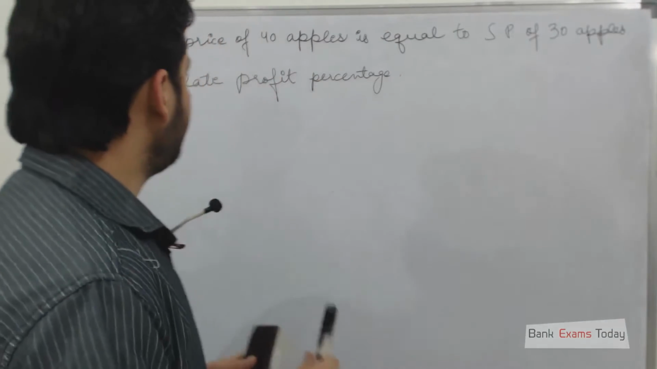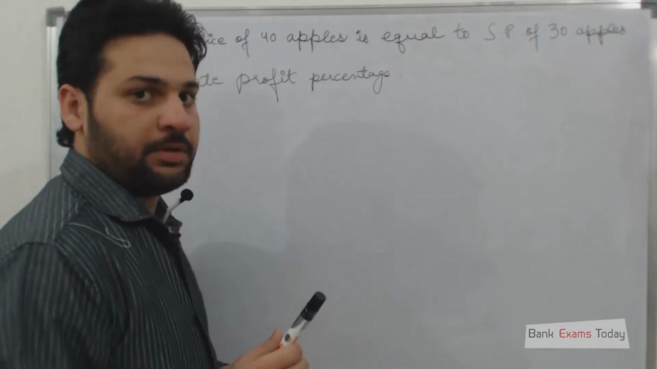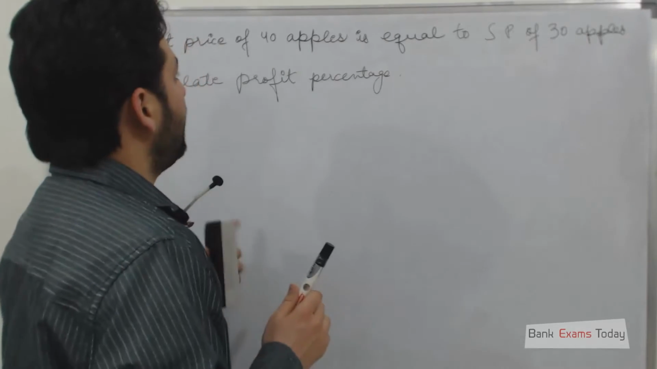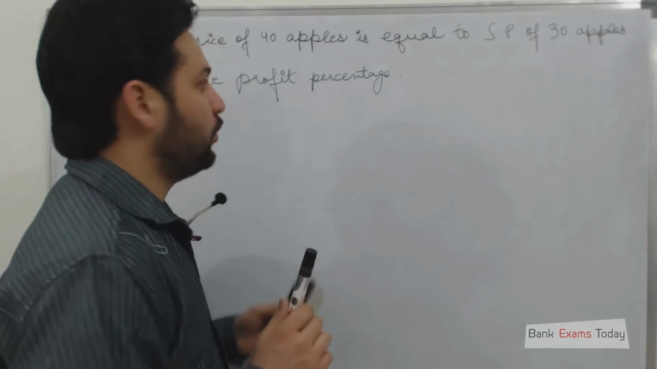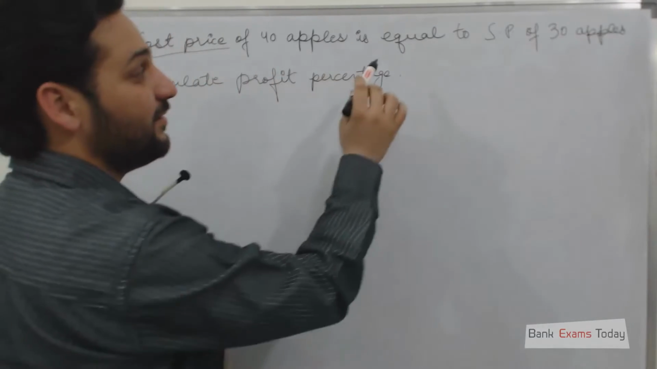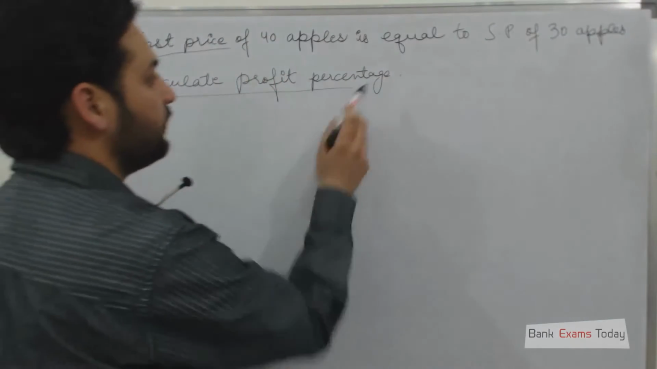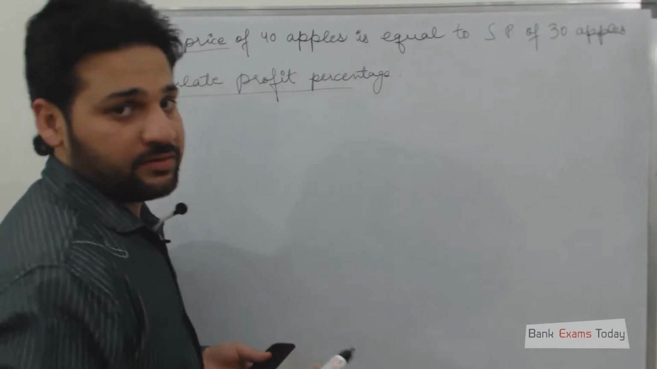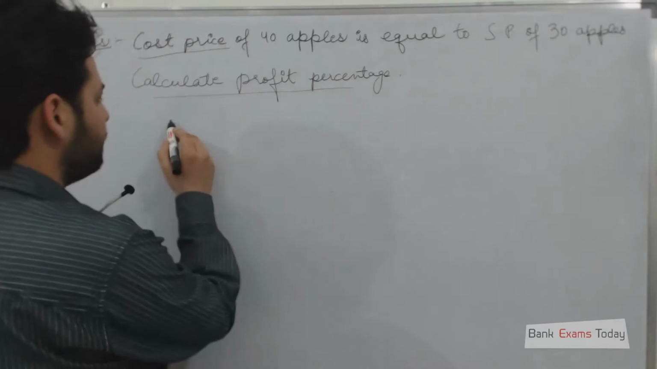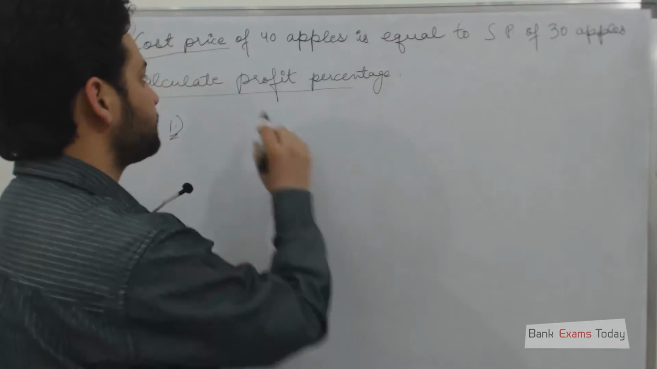Okay students, let's do a very important question. These questions were repeated in SBI PO 2012 and IBPS PO 2012 too. The cost price of 40 apples is equal to the selling price of 30 apples. You need to calculate the profit percentage. There are basically two methods to solve this question. The first one is the simple one, to solve the question in 10 seconds.